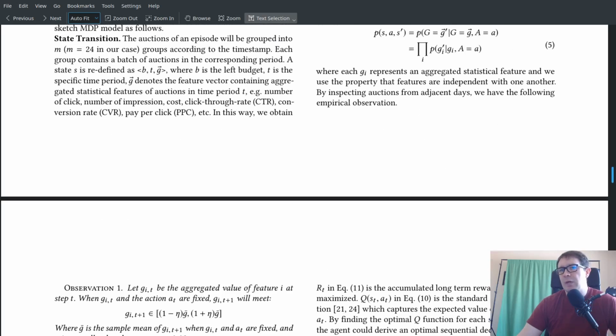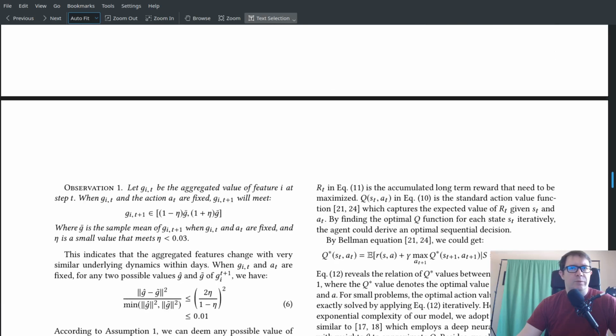Okay, fine. Then they make an observation, which is questionable. It says let G sub i sub t be the aggregated value of feature i at step t. When G and the action are fixed, the next aggregate state G_i,t+1 will meet the following terms. So the next feature vectors will vary relatively smoothly with respect to the previous feature vectors. That's what that's saying in real words. It's proportional, belonging to the interval 1 minus eta times G to 1 plus eta, where eta is a small value. So it doesn't vary much between time steps.